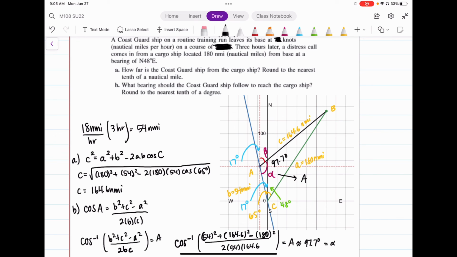Using the fact that angles alpha, beta, and that 17-degree angle are supplementary, they add to 180 degrees, beta is going to be found by taking 180 degrees minus 17 degrees minus 97.7 degrees. And beta equals 65.3 degrees. So our bearing is then north 65.3 degrees east, because the bearing is going off to the right. It's going up and to the right, so that's north and east. And that is how you calculate the bearing for part B.